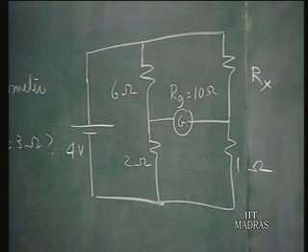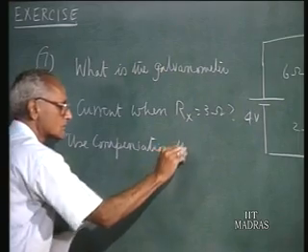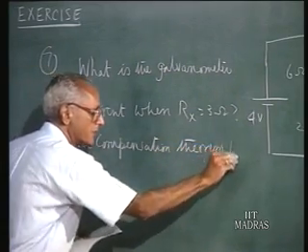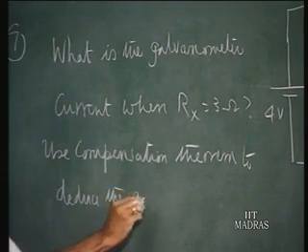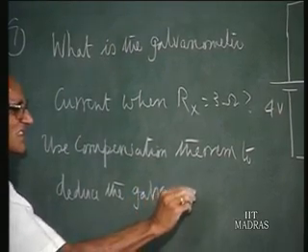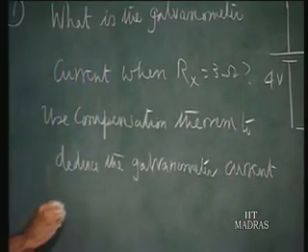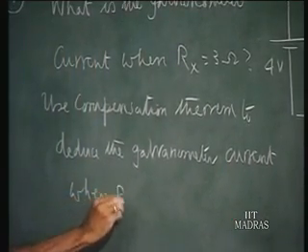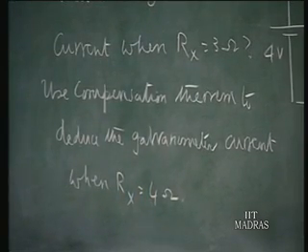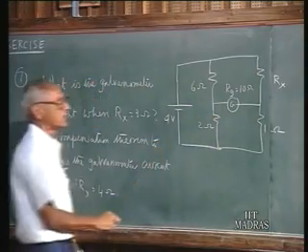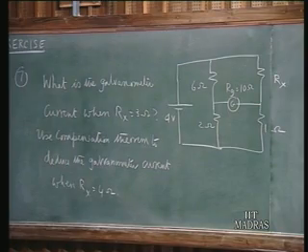Use the compensation theorem to deduce the galvanometer current when Rx equals 4 ohms. So if the Rx value is changed from 3 ohms to 4 ohms, what would be the new galvanometer current? So this is an illustration of the application of the compensation theorem, a similar example which I worked out in our lecture earlier.